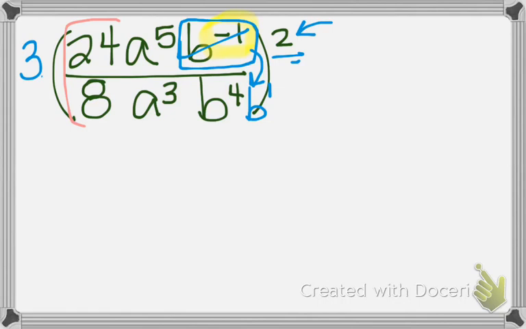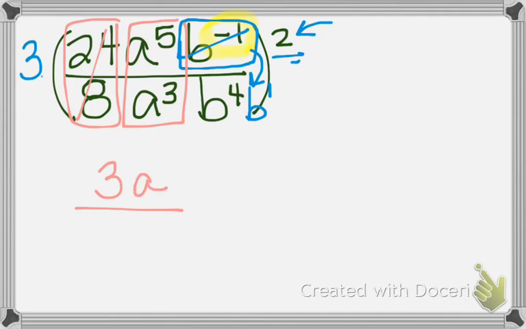So here I've got 24 divided by 8, which is 3. And then I have a to the 5th divided by a to the 3rd. Well, I have to think to myself, where do I have more a's? Well, I have more a's in the numerator. So my final answer is going to have a's in the numerator. How many more a's do I have? When I cancel out, I'm going to cancel out 3 total pairs, because that's how many is in the denominator. I'm going to have 2 remaining in the numerator.